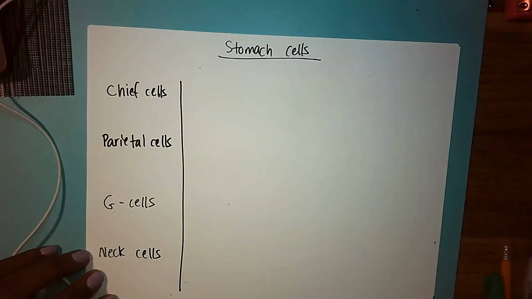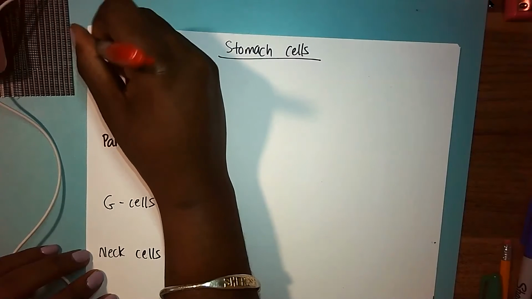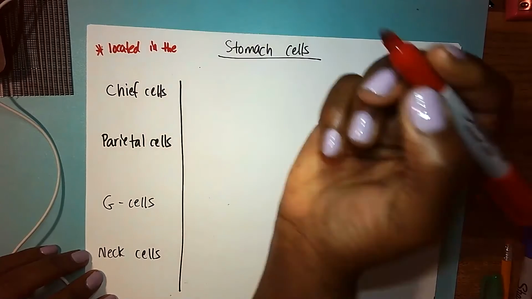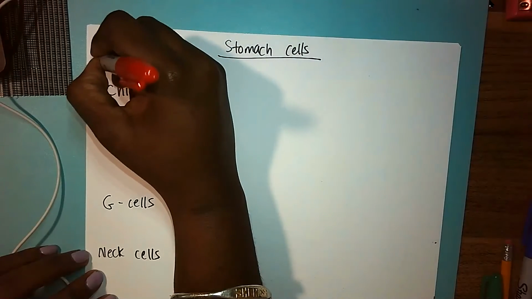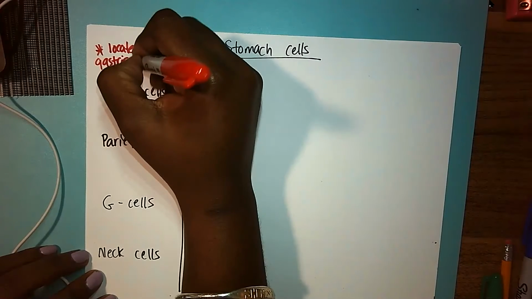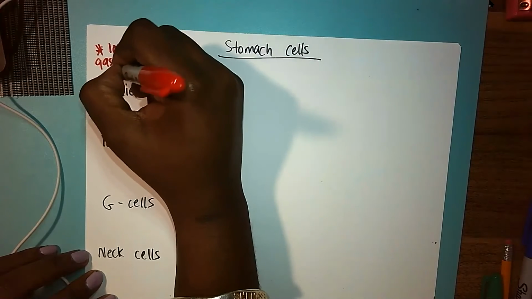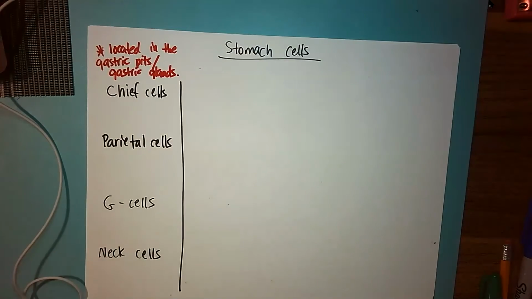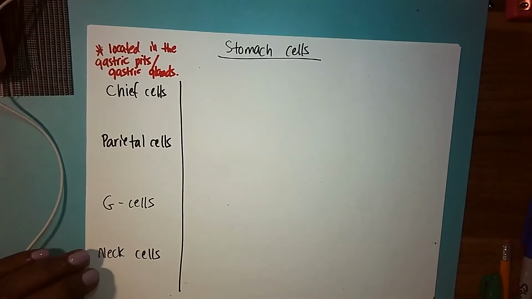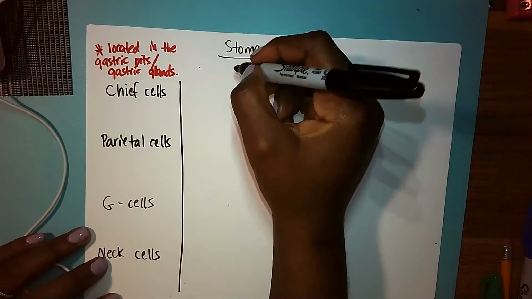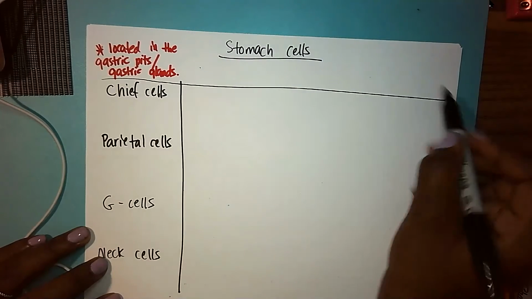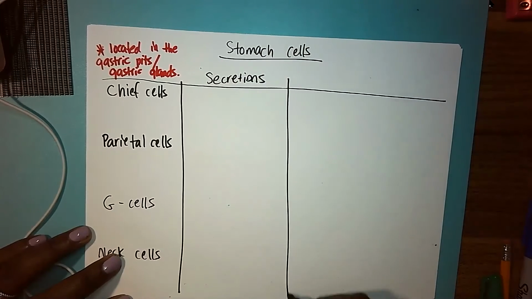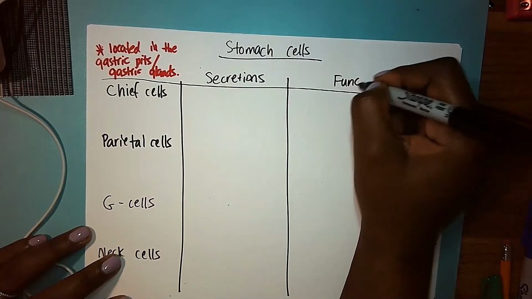Now, let's remind ourselves that these cells are located in the gastric pits, also called the gastric glands. All right, so let's look at the secretions from these cells, and then the function of those secretions.